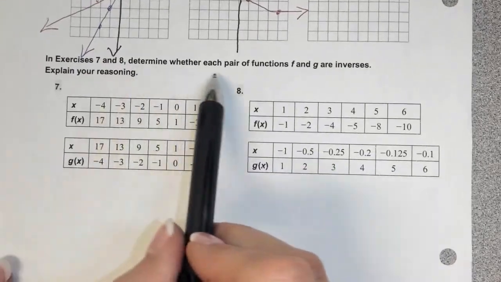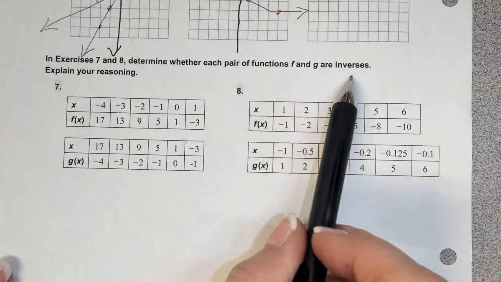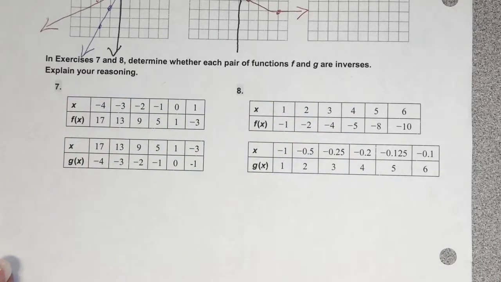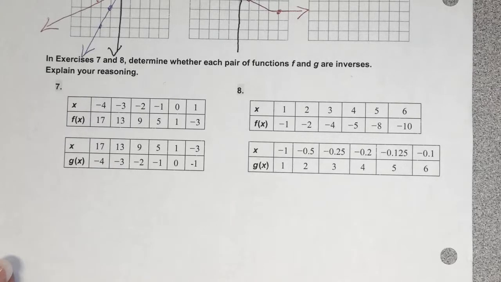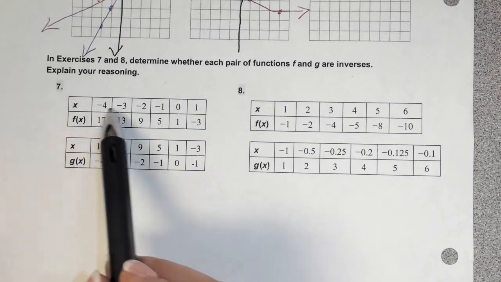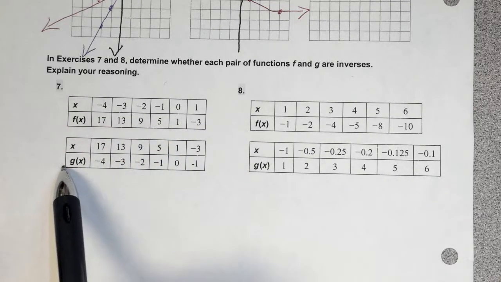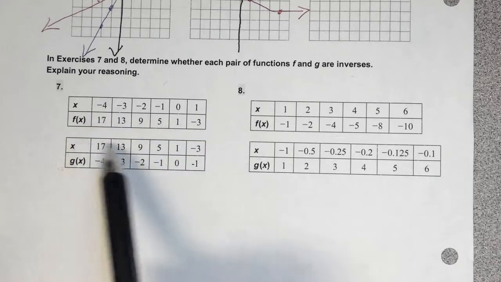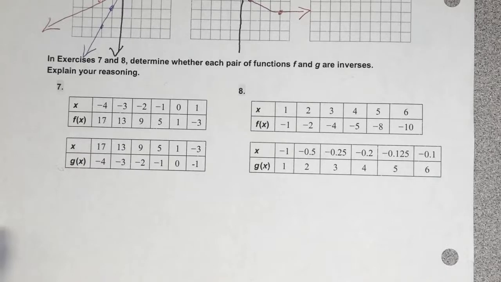It says determine whether each pair of functions f and g are inverses. Explain your reasoning. What did we say about having inverses? X must become y, and y must become x. All right, so we're going to see, does that happen? Here's all of our x's. Here are all of our y's. Here are all of our y's. Here are all of our x's. What do you guys think? Yes or no? Yes. Look closely.